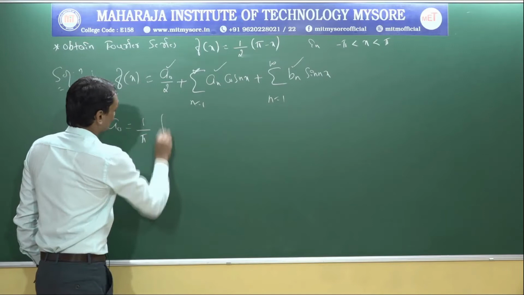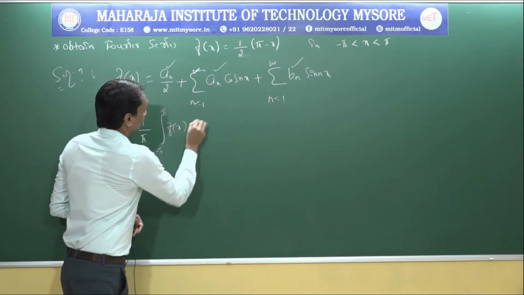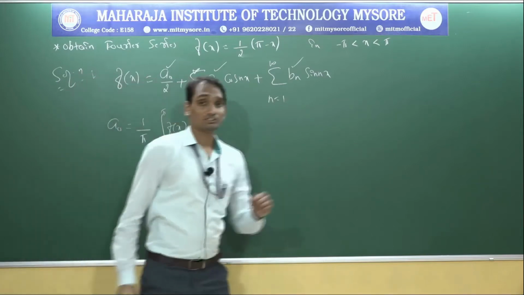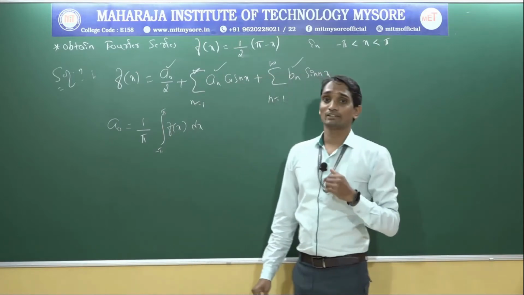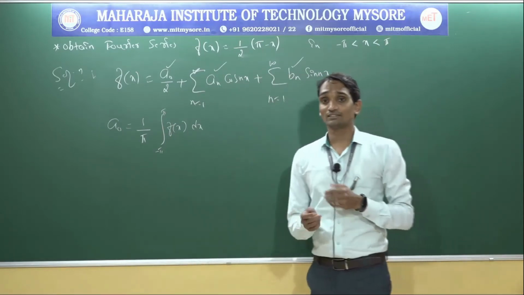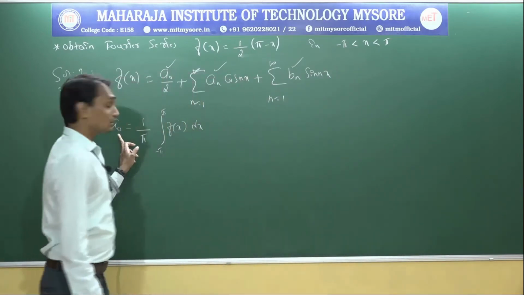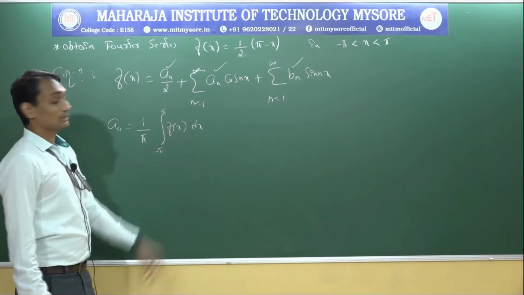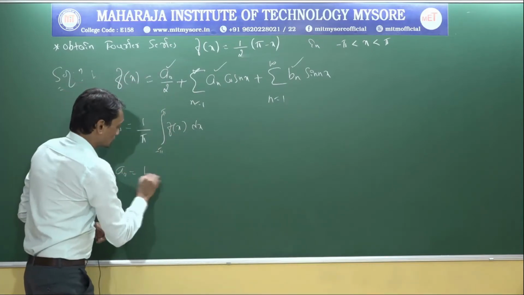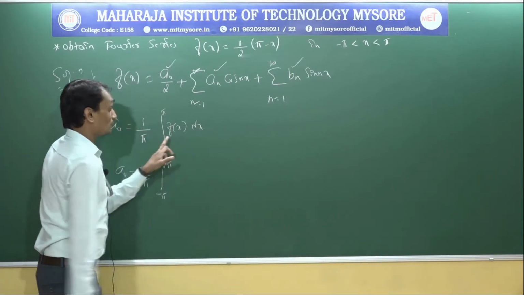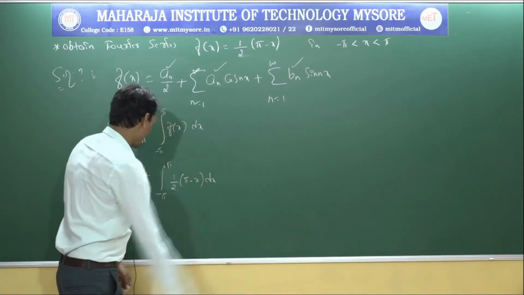a naught equal to 1 by pi, integral from minus pi to plus pi of f of x dx. So why do we apply 1 by pi? Because the given function is neither even nor odd. Already you verified by substituting x equal to minus x that it is neither even nor odd. So we apply the formula a naught equal to 1 by pi, integral from minus pi to plus pi of f of x dx. Now a naught equal to 1 by pi, integral from minus pi to plus pi. What is f of x? It is 1 by 2 into (pi minus x) dx.